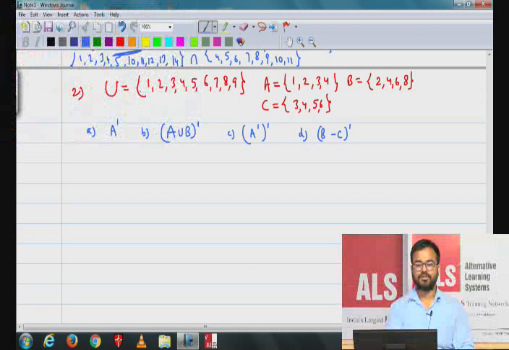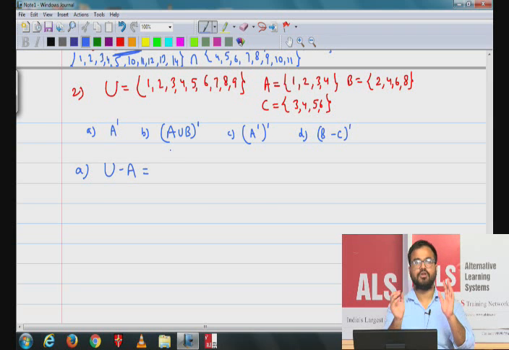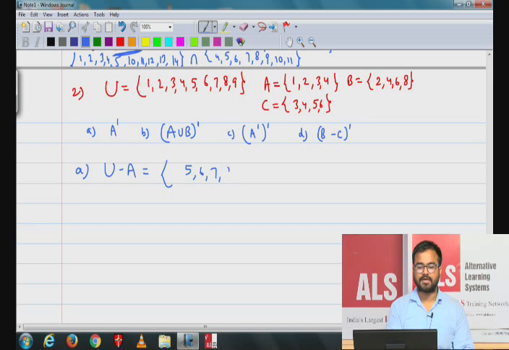Okay, now the second question. This is the universal set. 1 to 9 values are given. A, B, C are given. A dash means complement of A. It means U minus A. From the universal set, just subtract the set A, which is 1, 2, 3, 4. If you subtract, you will be left with 5, 6, 7, 8, 9. So this is A complement.